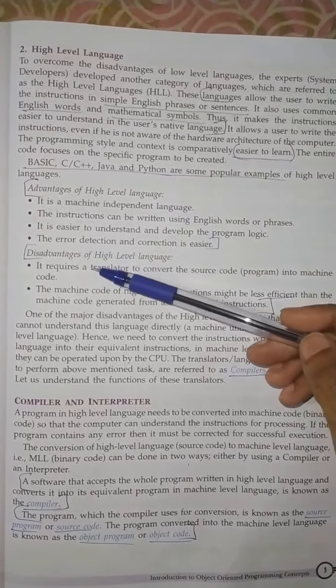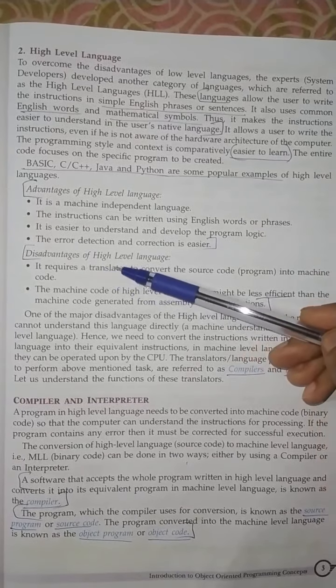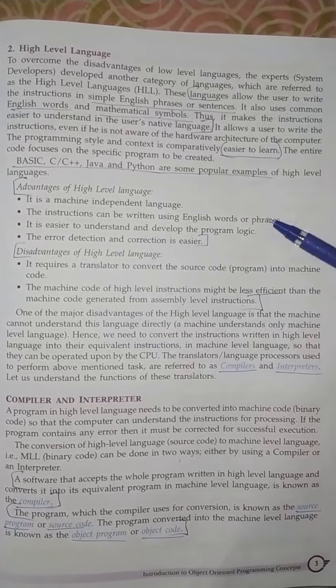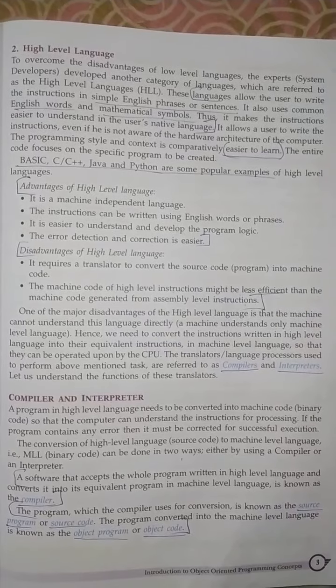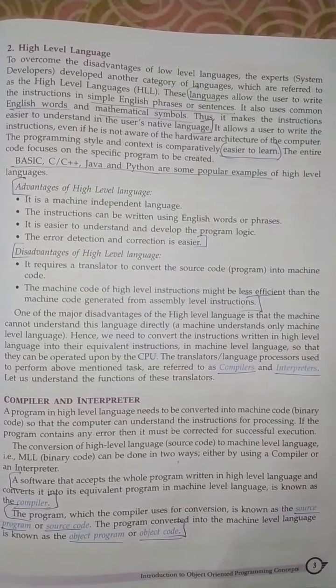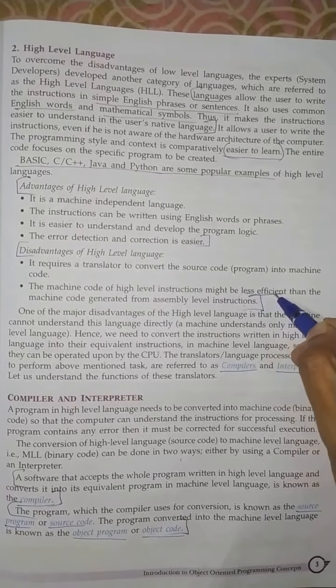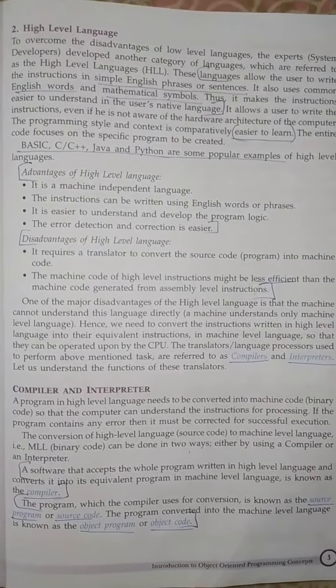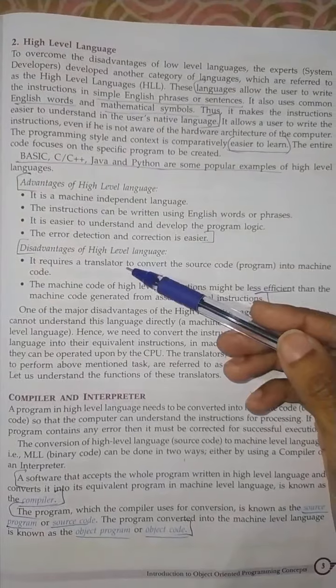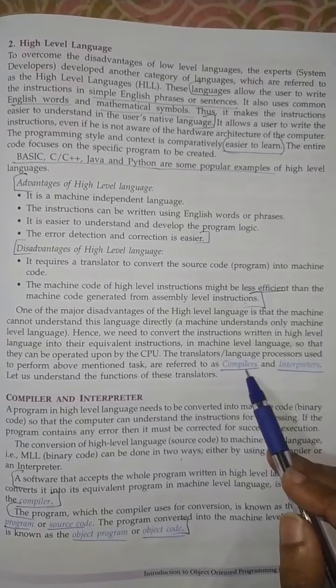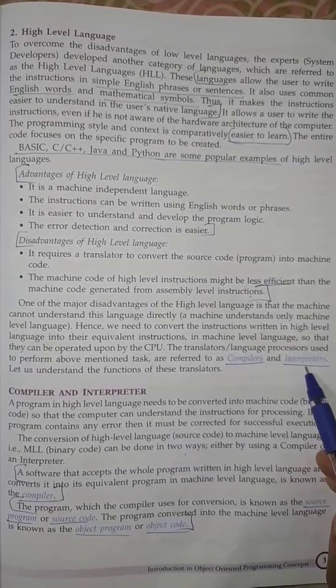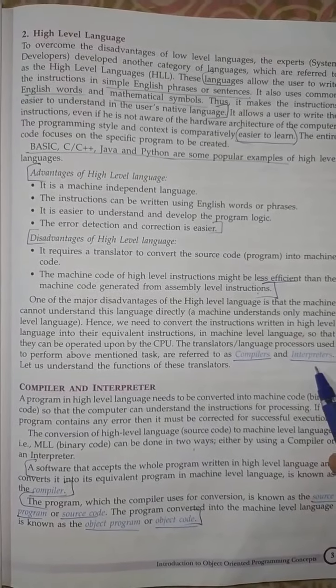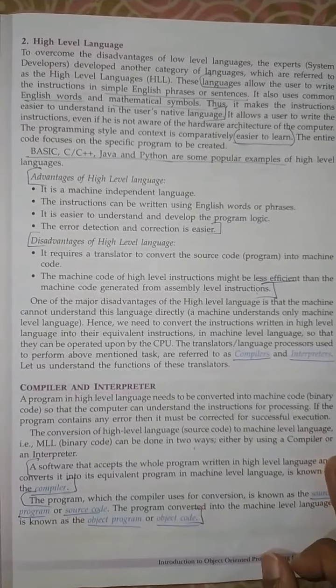And disadvantages, we need to translate our human readable language into machine level language. That is one of the main disadvantages here. And it is less efficient when we compare to assembly level instructions. So we need a translator, right? So these two are the translators we use in high level language, compilers and interpreters. So we'll see what is compiler.